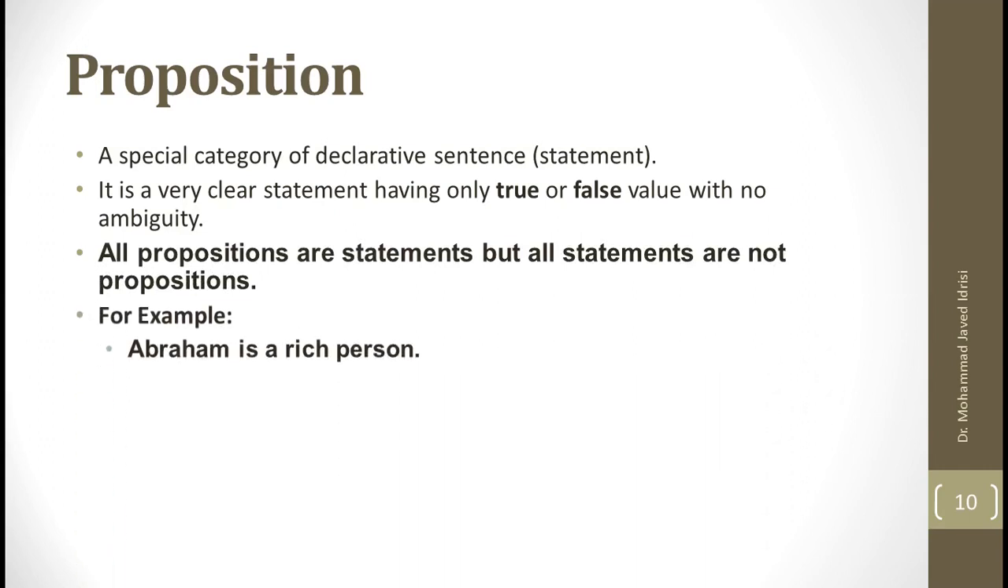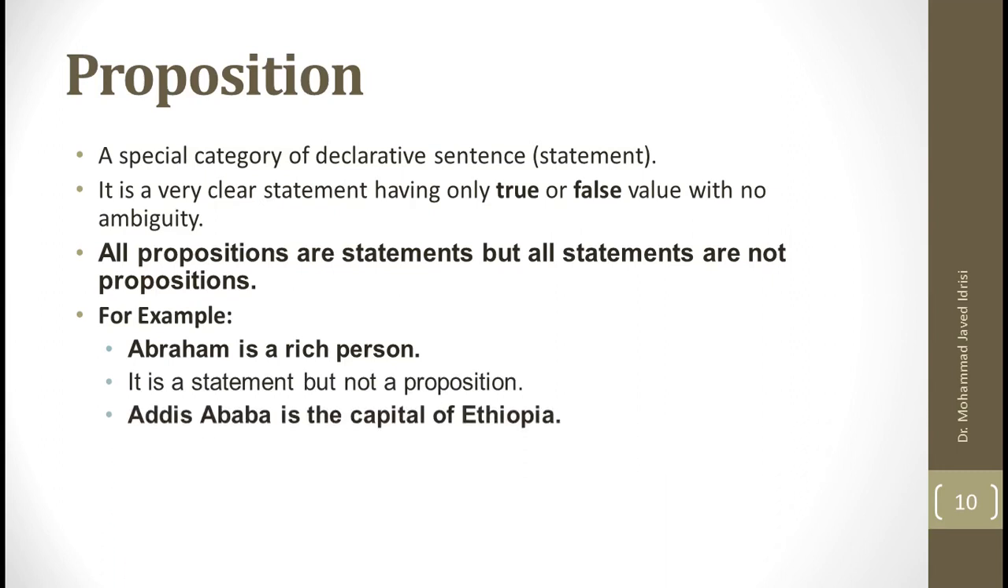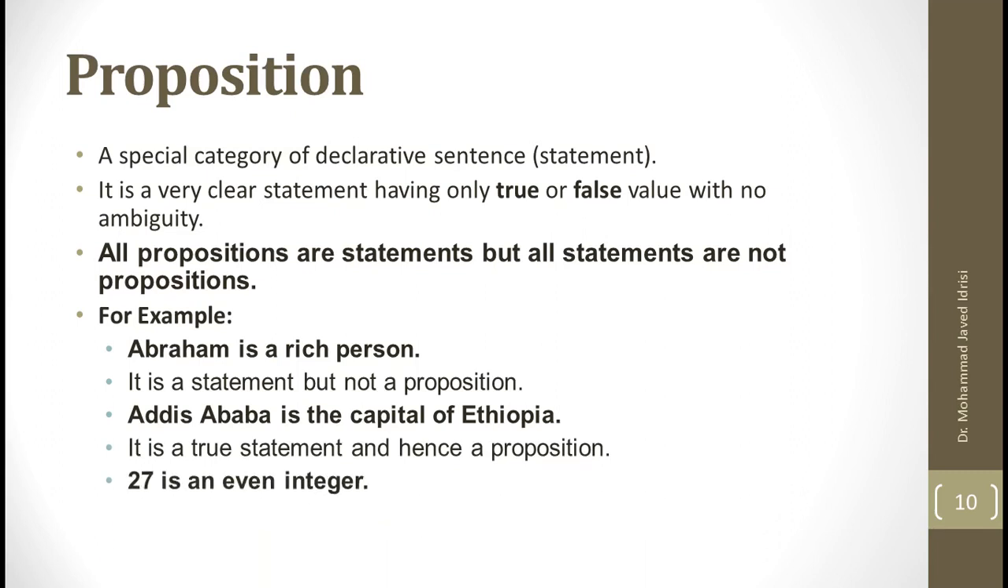For example, Abraham is a rich person. Here the word rich is ambiguous, so this is a statement but not a proposition. Let's take another example. Addis Ababa is the capital of Ethiopia. It is a true statement and hence a proposition. 27 is an even integer. It is a false statement and hence a proposition. So propositions are either true or false but not both.